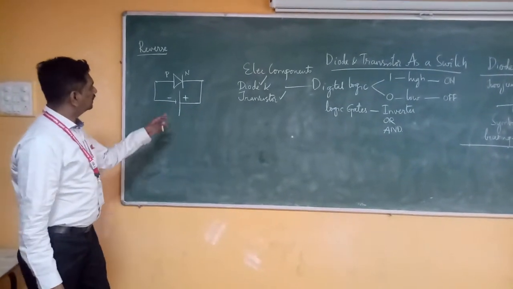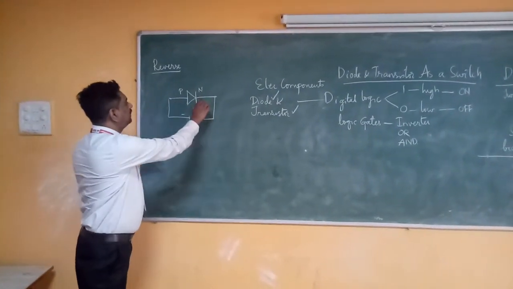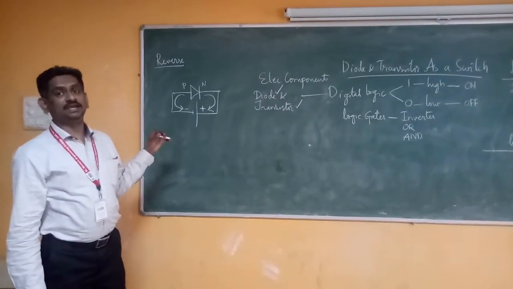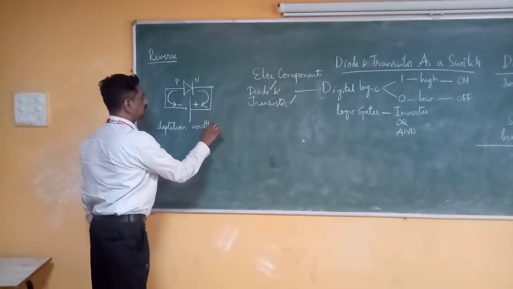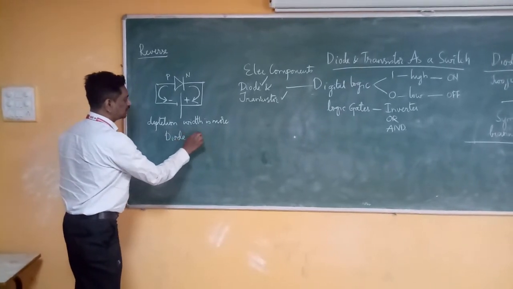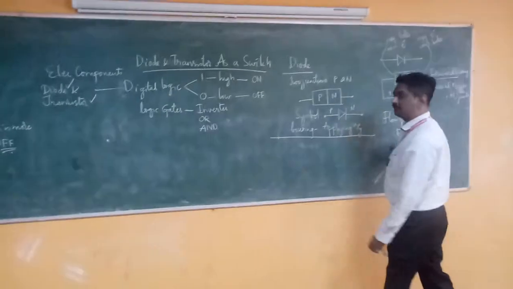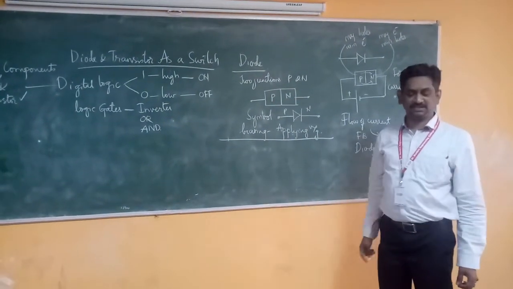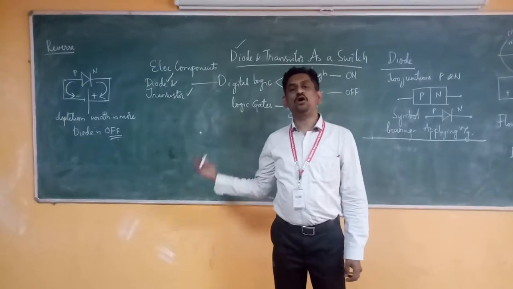Now what happens here, at P the majority are holes, and at the N side the majority are electrons, and they are being attracted. Upon this, the depletion width is more, and hence I can say the diode is off. We have seen that in the case of forward biasing the diode is on, and in the case of reverse biasing the diode is off. That is the first thing, diode as a switch. We can use it as on and off.